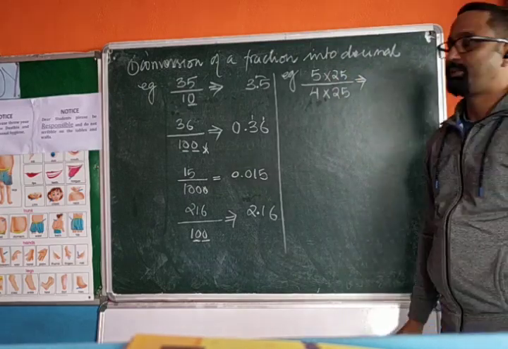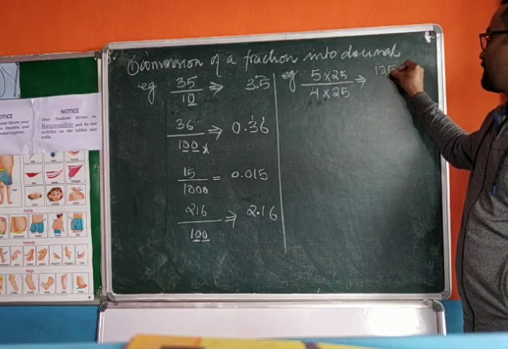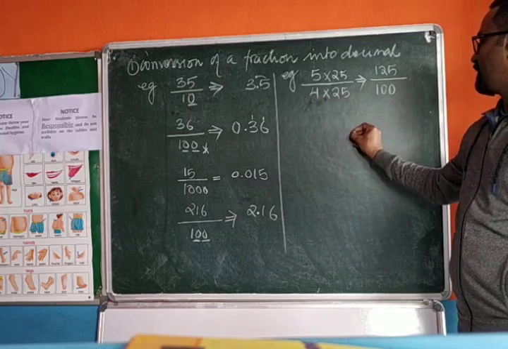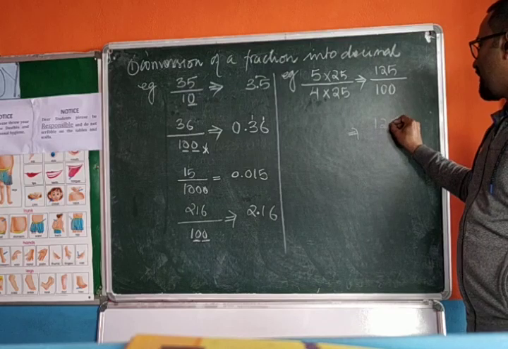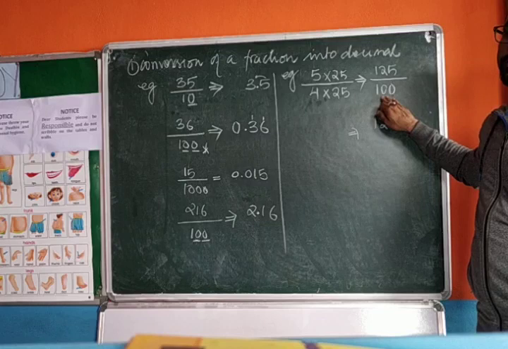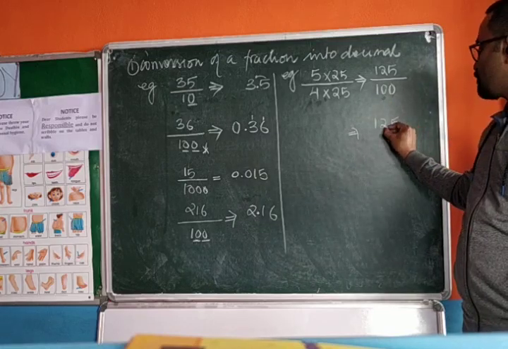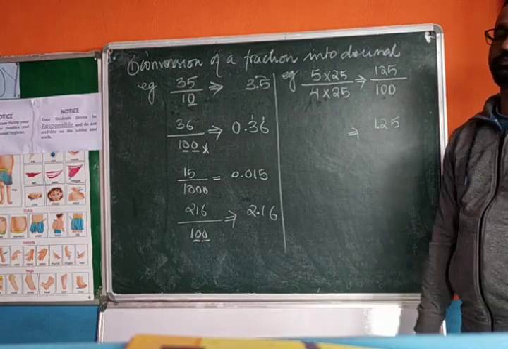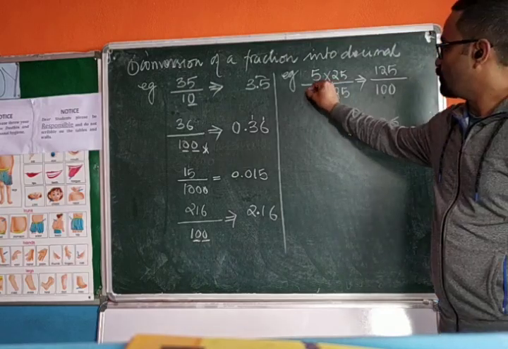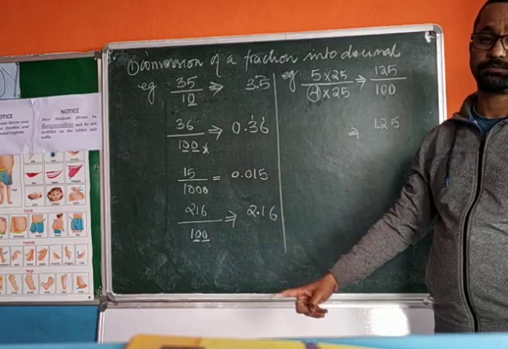Now numerator multiplies. 5 into 25 is 125. 4 into 25 is 100. Then we write 125 as numerator. Count the number of zeros at the denominator. There are 2 zeros at the denominator, so 1 place, 2 place and decimal. This is how we convert a fraction when we don't have denominator 10, 100 or 1000.